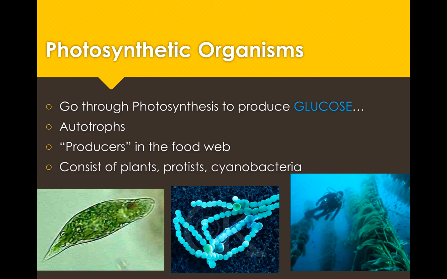Photosynthetic organisms go through photosynthesis to produce glucose. Autotrophs are photosynthetic organisms. They are producers in the food web, and they consist of plants, protists, and cyanobacteria.